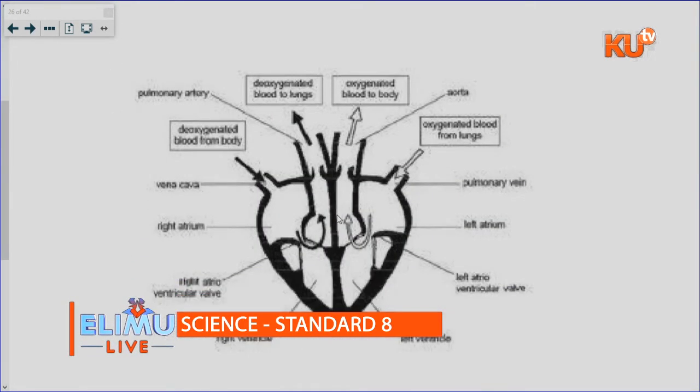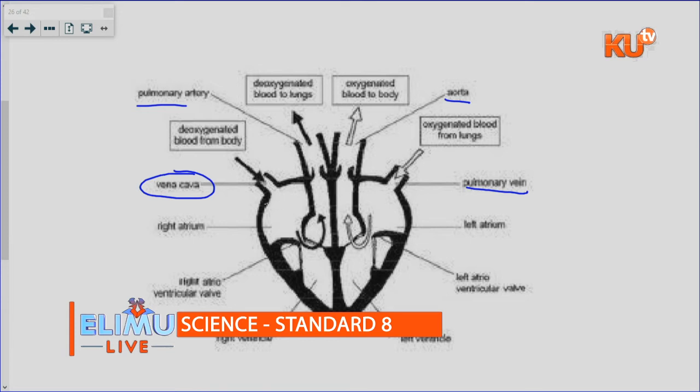So this is our diagram of the heart. The most important thing is to label. So we have vena cava there. We have pulmonary artery there. We have aorta, which is there. Then we have pulmonary vein. Those are the blood vessels that are found in the heart.